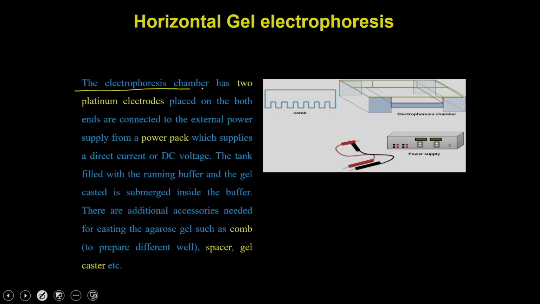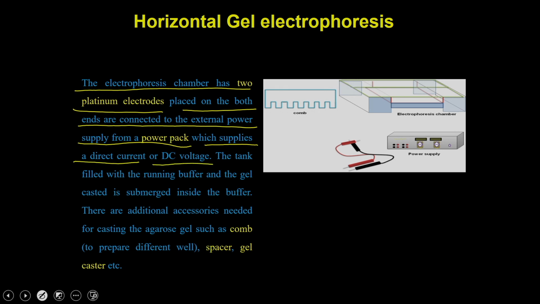The electrophoresis chamber has two platinum electrodes placed on both ends, connected to an external power supply, a power pack, which supplies direct current, or DC voltage. So, you have an electrophoresis chamber with a negative electrode and a positive electrode on both sides, connected through power cords to the power pack, which can supply DC voltage of any amount. The tank is filled with the running buffer and the gel cassette is submerged inside the buffer.